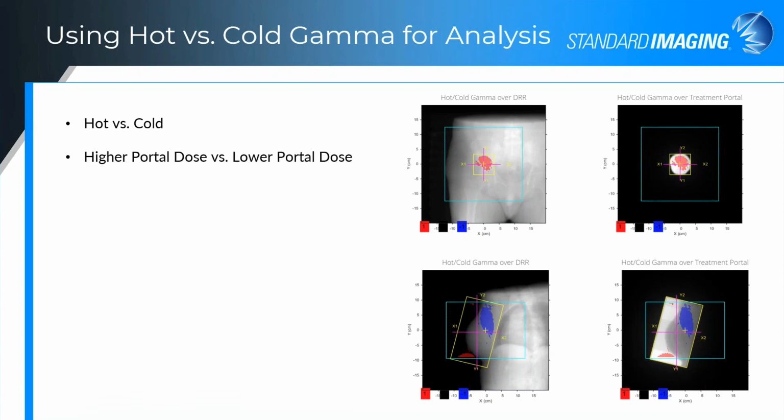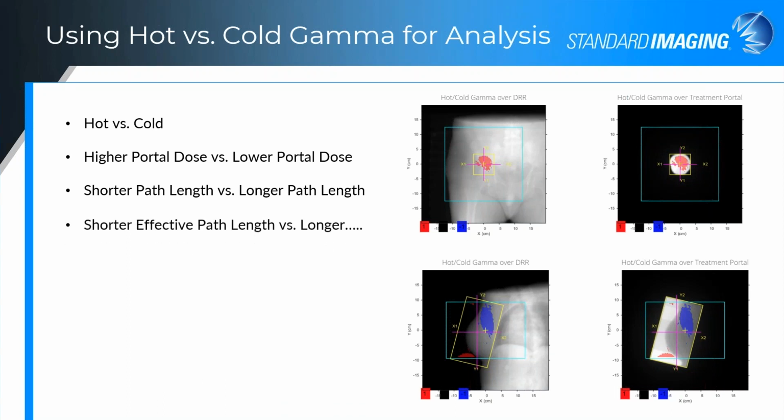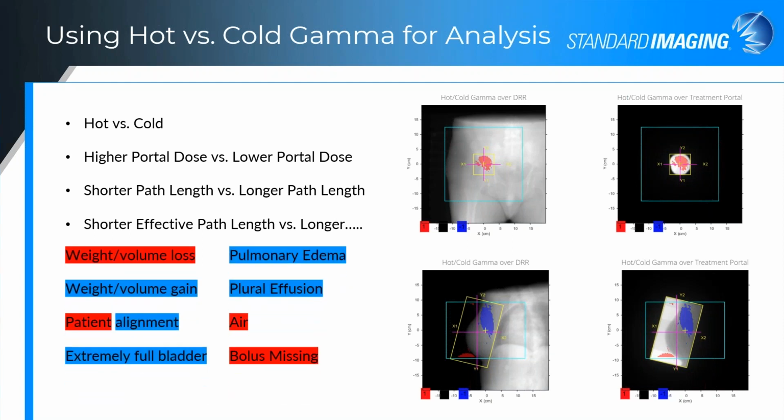Essentially, think in terms like this: higher portal dose, lower portal dose, shorter path length, longer path length. So shorter when it's hot, longer when it's cold, and then essentially shorter effective path length or longer effective path length. So what are some of the things across the cases that you would be looking for? It would be things like this. I color-coded these things as far as what you would expect.